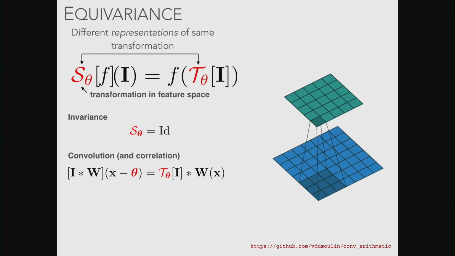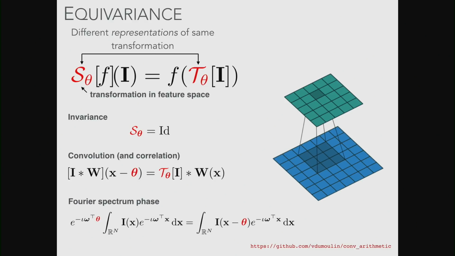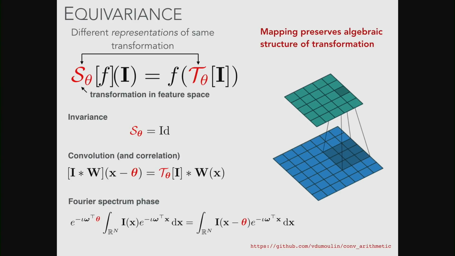And this is really nice because if I get my input and then I shift it, so like 5 pixels to the right, the activation should also shift 5 pixels to the right. So that is an equivariant transformation. Another one is the Fourier spectrum phase, which I'll talk about later. And the really cool thing about equivariant transformations is that they preserve the structure of transformations that we're interested in. They preserve the structure of translations, rotations, etc.